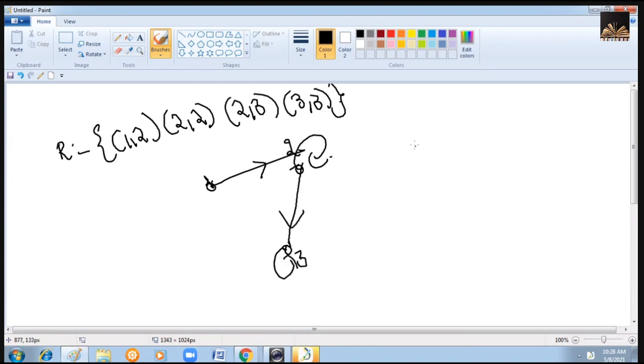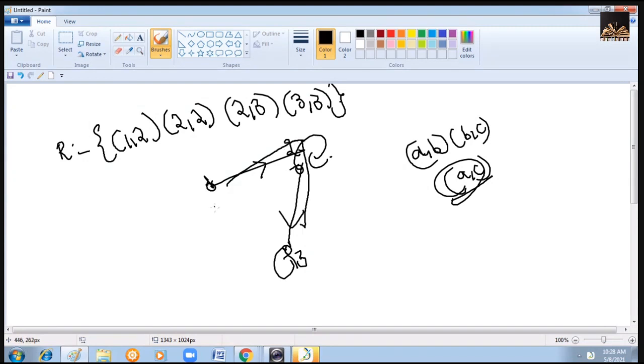So if you have a path from A to B, B to C, then you must have a path from A to C, right? So 1 to 2, 2 to 3 is there. You must include a path from 1 to 3. So this is the graph representation. 1 to 3 path must be included.